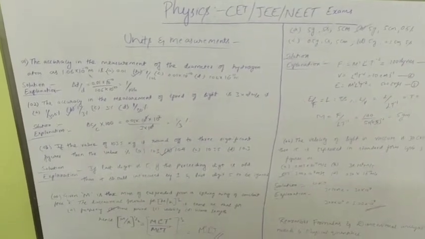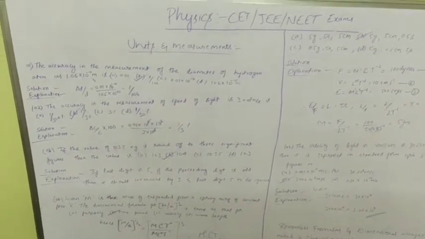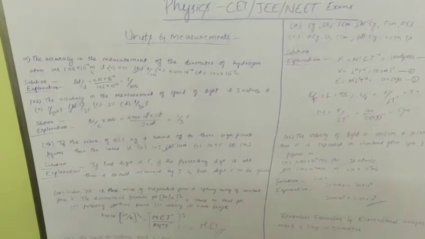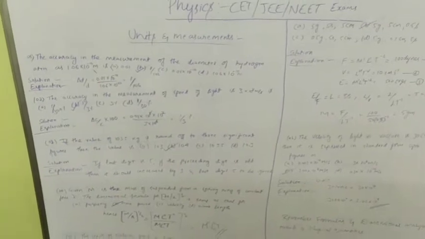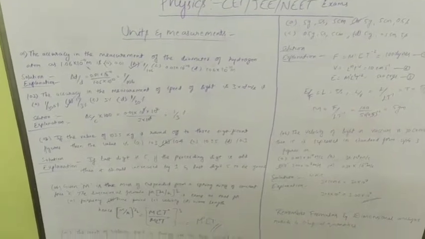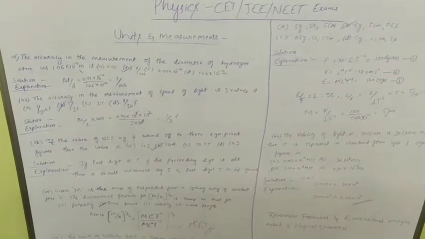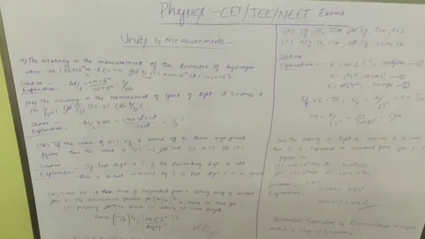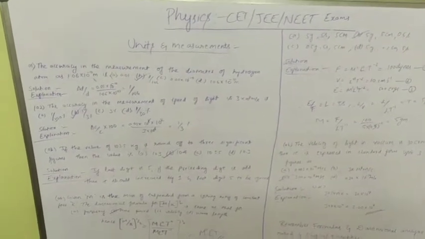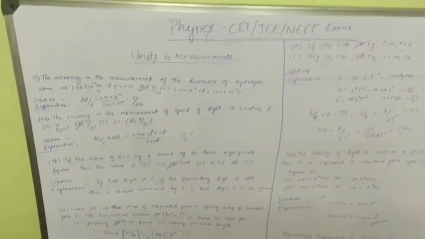The very first one is the accuracy in the measurement of the diameter of a hydrogen atom as 1.06 × 10 raised to minus 10 m. We know the formula of accuracy in the case of an atom, delta d by d. Delta d is constant, 0.01 × 10 raised to minus 10, and the diameter is already given. Solving, the 10 to the power of minus 10 cancels, and 0.01 divided by 1.06 is nothing but 1 divided by 106, and the option is B.